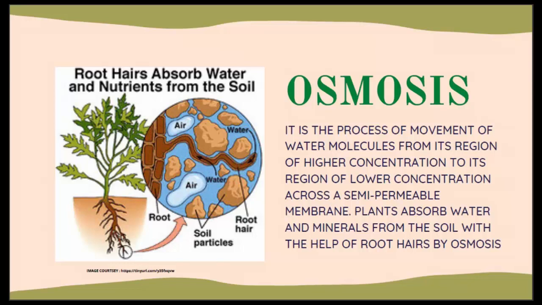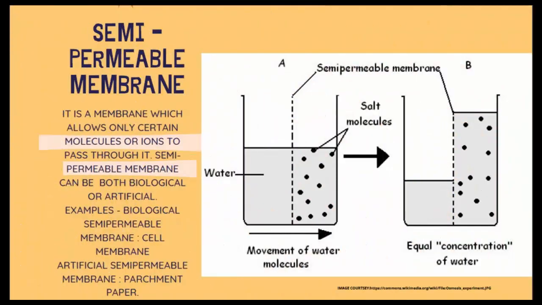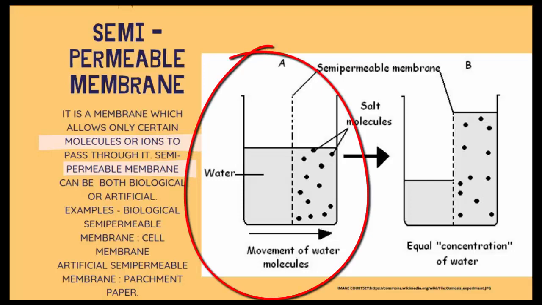Now a question will be arising in your mind: what is a semi-permeable membrane? Let us define this semi-permeable membrane. It is a membrane which allows only certain size or diameter of molecules or ions to pass through it. The semi-permeable membrane can be both a biological membrane or an artificial membrane, right? An example of a biological semi-permeable membrane is the cell membrane, obviously. Examples of an artificial semi-permeable membrane are parchment paper, cellophane paper, etc. In this diagram, the process of osmosis has been shown beautifully.